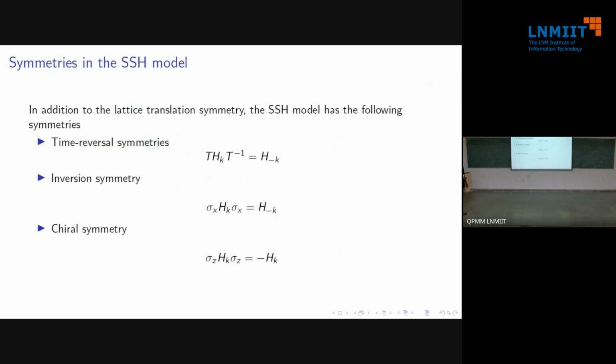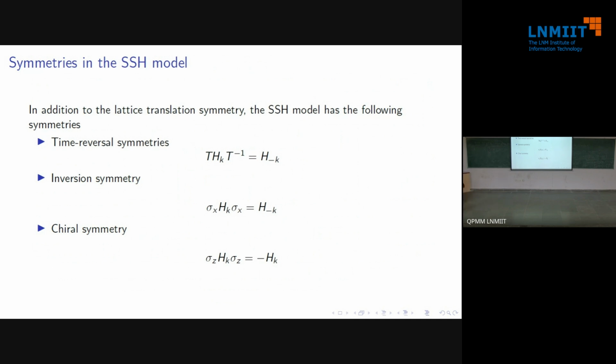Now, coming to the symmetries of the system. Apart from translation symmetries, we have time reversal symmetry, inversion, and chiral symmetry. Because of these symmetries, we have Kramers degeneracy because of time reversal, band inversions because of inversion symmetry, and the spectrum is symmetric around the zero energy states because of chiral symmetry. One of the main reasons to have this chiral symmetry, I forgot to mention, is that we are not allowing the electron to hop from A to A or B to B. So we cancel those; we don't allow the electron to go.